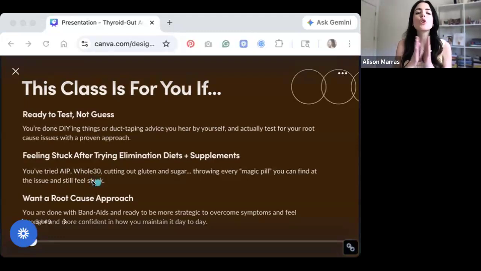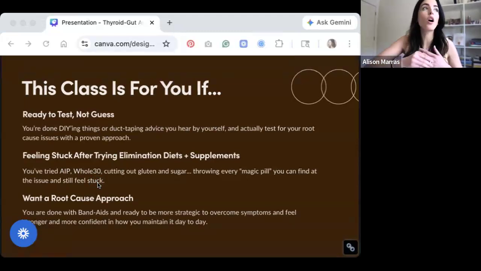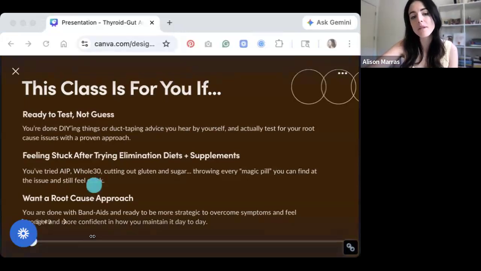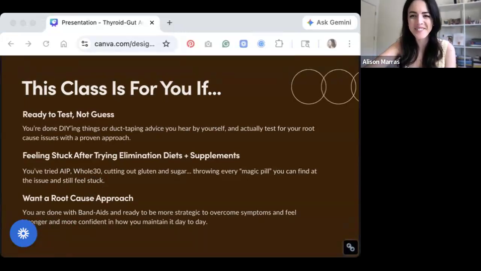If you want a root cause approach, you are done with the band-aids and ready to be more strategic to overcome symptoms and feel stronger and more confident in how you maintain it day to day.